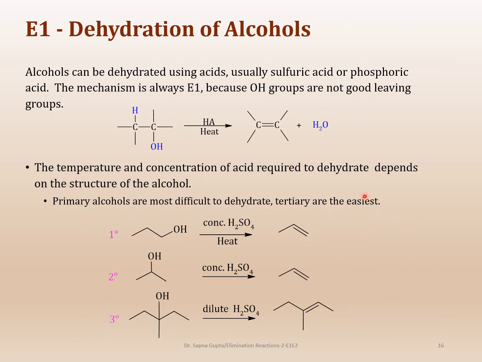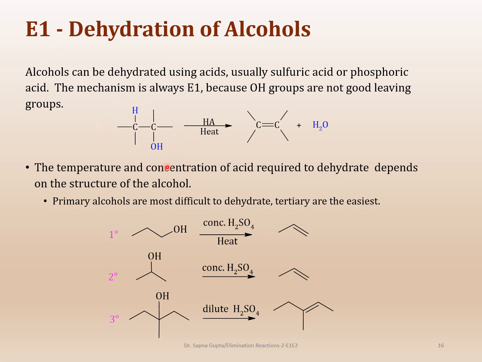Dehydration of alcohols. This is an elimination reaction also, and this is always going to be E1. It's very rarely going to be E2, although I will mention the E2 as well. But most of the dehydration of alcohols is going to be E1. So how is that working? Let me just show you.